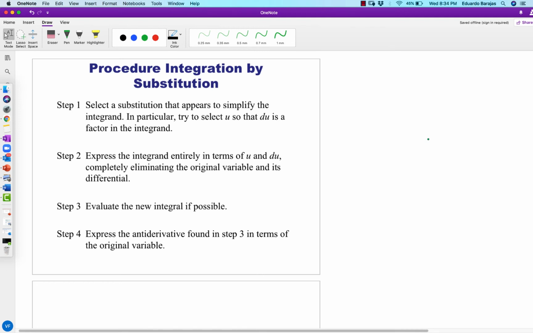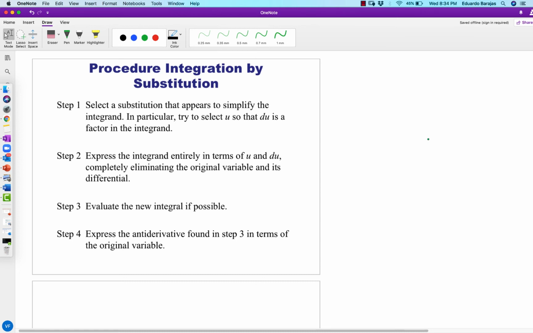Number 2, express the integrand entirely in terms of u and du, completely eliminating the original variable and its differential. Okay, so that's a part where I think people often make a mistake. You can't just replace part of the function with u, you've got to replace the entire thing. So that can get a little tricky. Again, a little bit of practice.